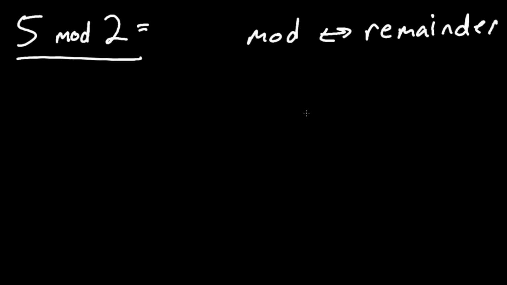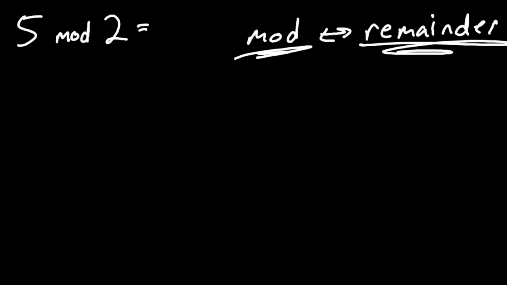The first problem I'm going to cover is 5 mod 2. And with positive numbers, the mod is interchangeable with remainder. It's the same exact thing. You can switch it around. It's the same thing, okay?